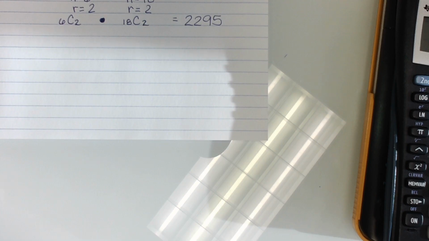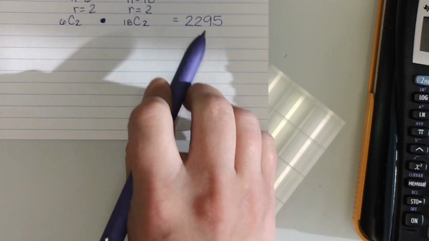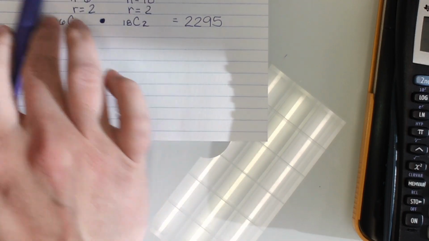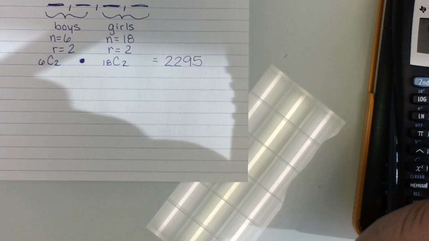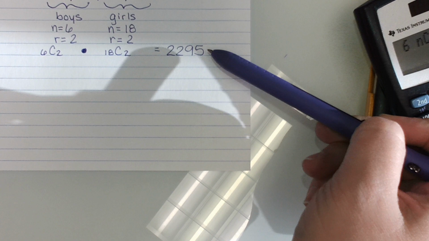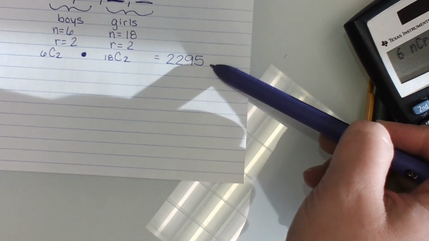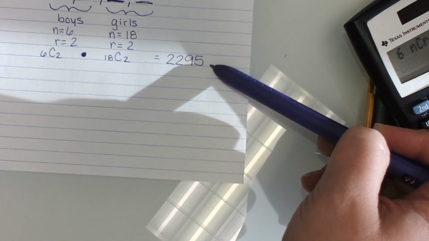Once you have that, you divide the ways that you can do the specific situation by the total number of ways you can arrange things. So it's always going to be this divided by that overall total that you had.